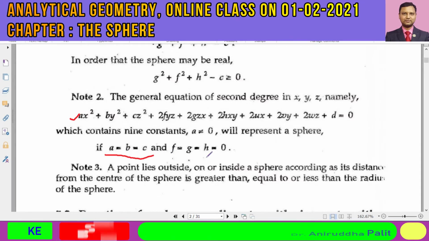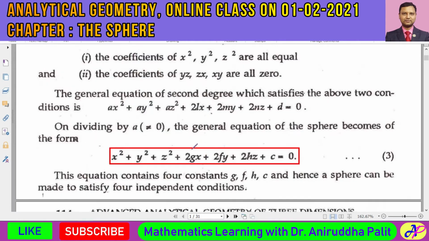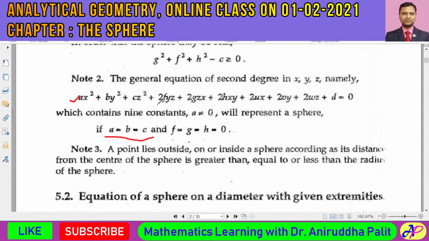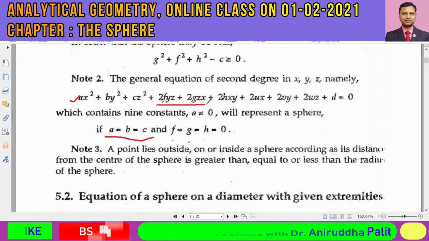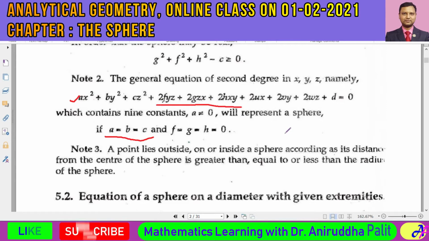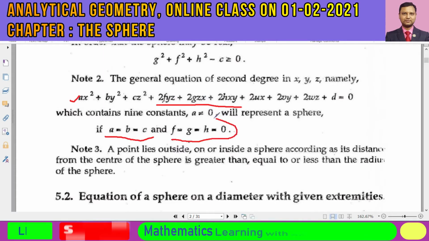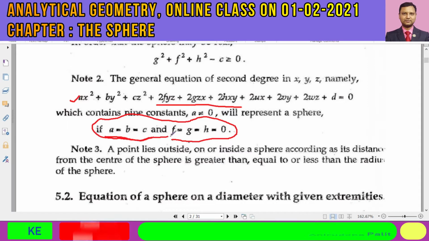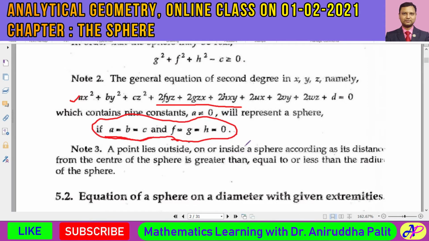And if you look at this equation over here, no xy related term, no yz related term, no zx related term is there. Therefore, we can say that the coefficients of xy, yz, and zx, these three coefficients, must be equal to 0. So f, g, and h should be equal to 0. So this is the condition under which a second degree equation involving three variables must represent a sphere.